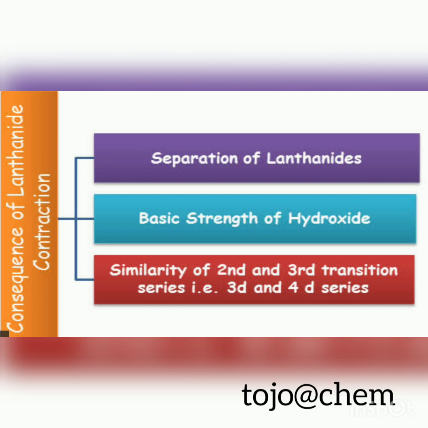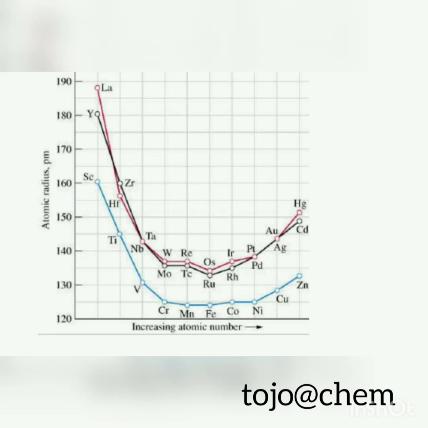Let's look into a comparison graph. When we look into this graph, you can see that from scandium to manganese, the atomic radius is steadily decreasing. Then it steadily increases from iron to zinc. When we look into the case of the second and third transition series, you can see that the atomic radius pattern is overlapped or merged. This is only because of the influence of lanthanide contraction.